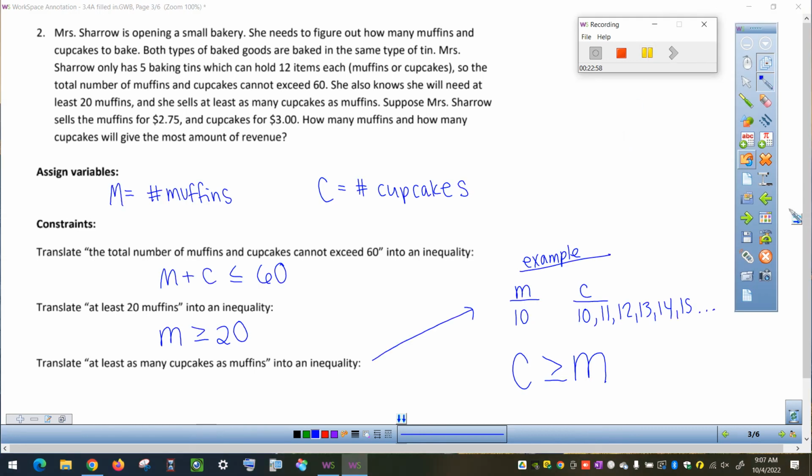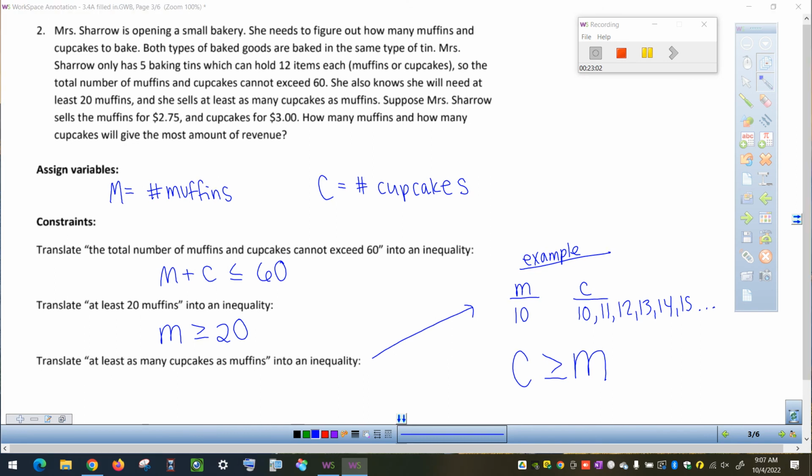All right, so let's start to look at our constraints here. So things that we're limited by. So one thing is that the total number of muffins and cupcakes cannot exceed 60. So we could have 60, we could have anything less than 60, but we cannot have any more. And remember, that's because there's only 5 baking tins. Each tin holds 12 items, 5 times 12 is 60. So for the first statement here, the total number of items altogether, M plus C, has to be less than or equal to 60.